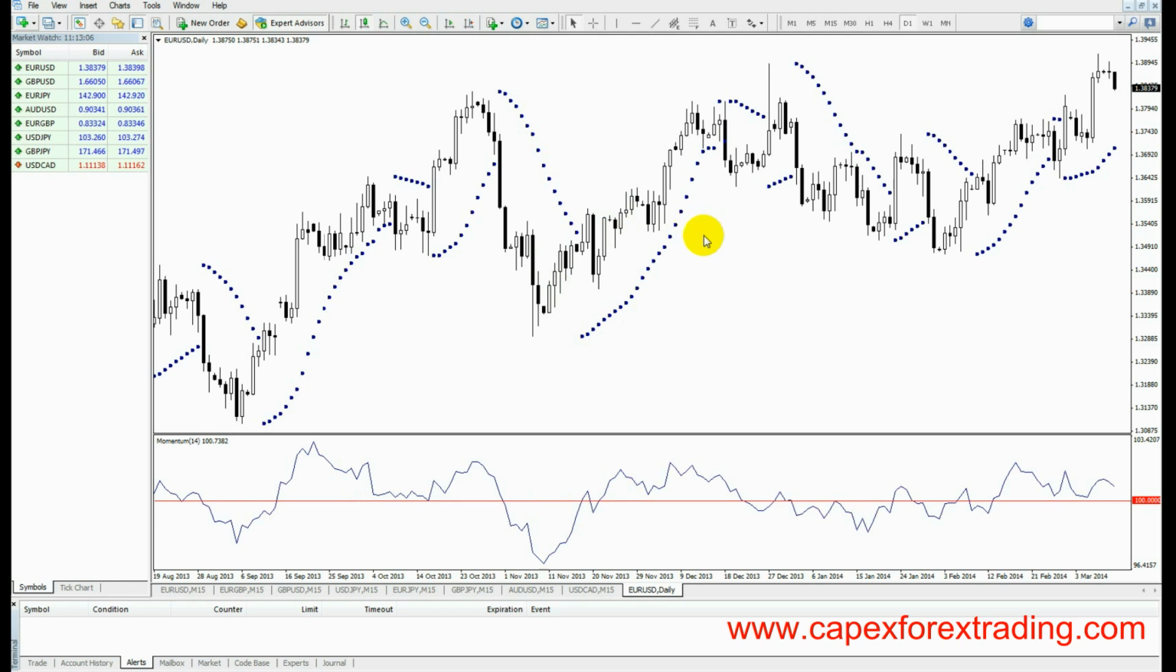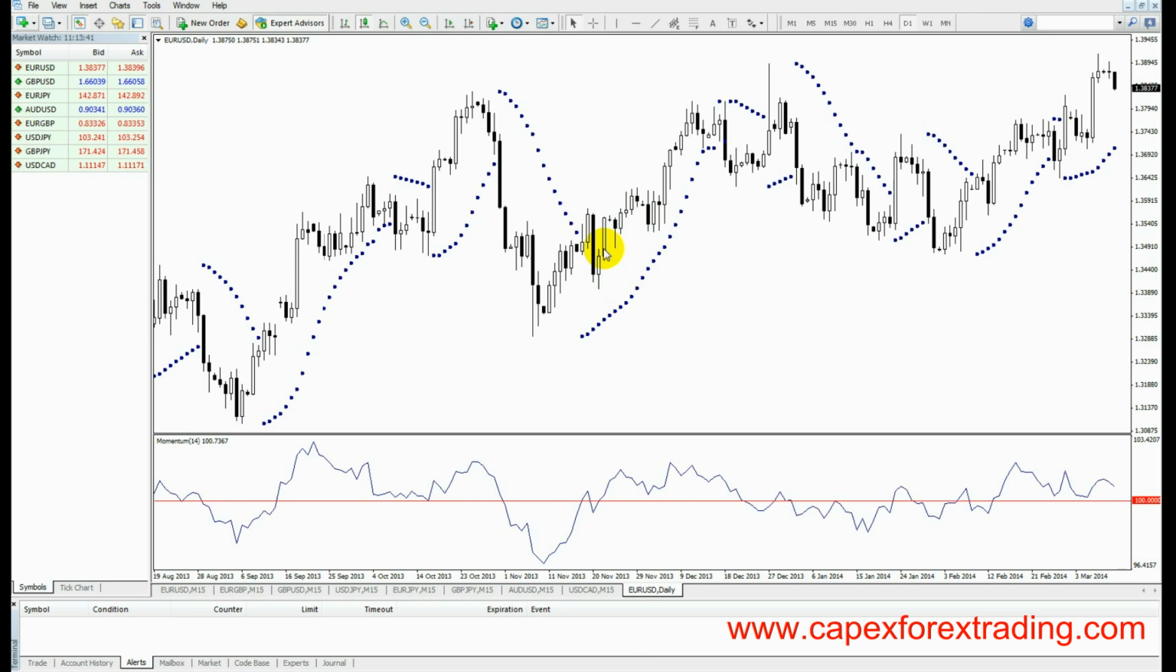But the idea behind these dots is that if they are above price levels, you're looking to sell, and when they're below price levels, you're looking to buy. So in this instance here, we have these parabolic SAR dots above our candles, so we're looking to sell. And in this example here, we have our parabolic SAR dots below our candlesticks, so we're looking to buy.